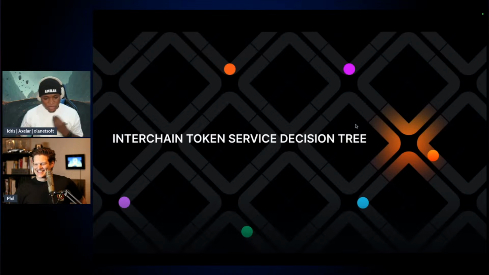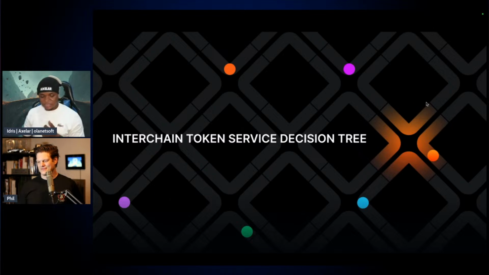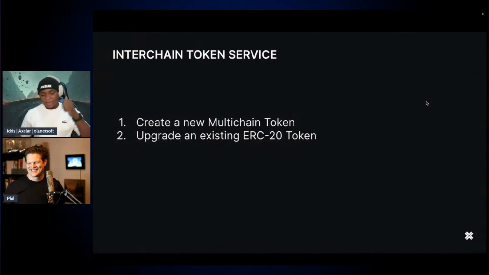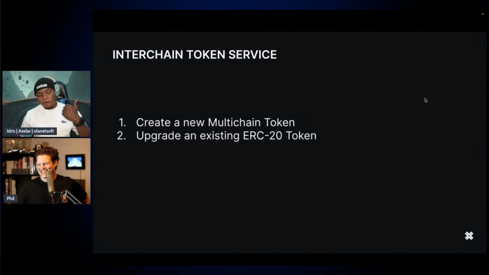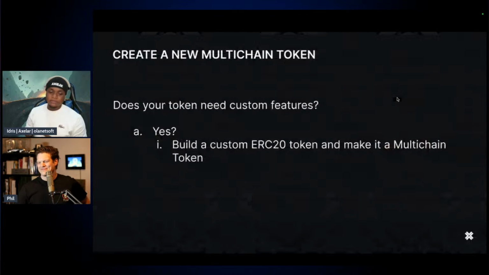So now let's quickly go to the decision tree. Like, what are some of the options available for Interchain Token Service? I mentioned custom token, I mentioned canonical, and I also mentioned like brand new token. But then let's quickly go over this. First, we have two categories. First is to create a multi-chain token, like a brand new token, or upgrade an existing ERC token that you already have. So let's talk about creating a new multi-chain token, right?